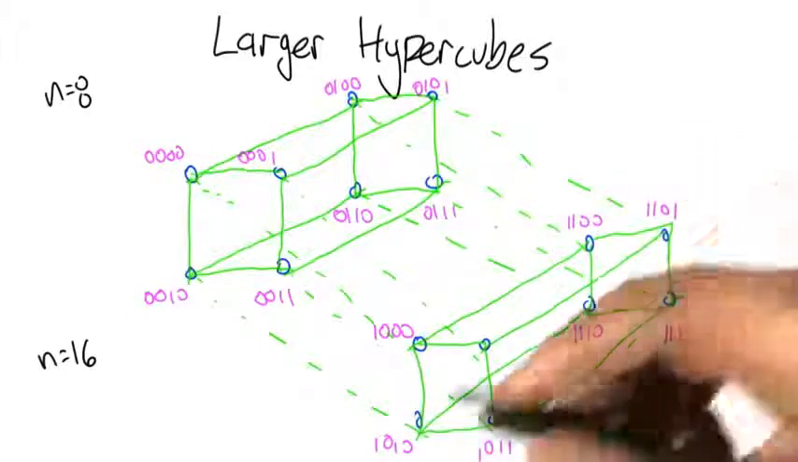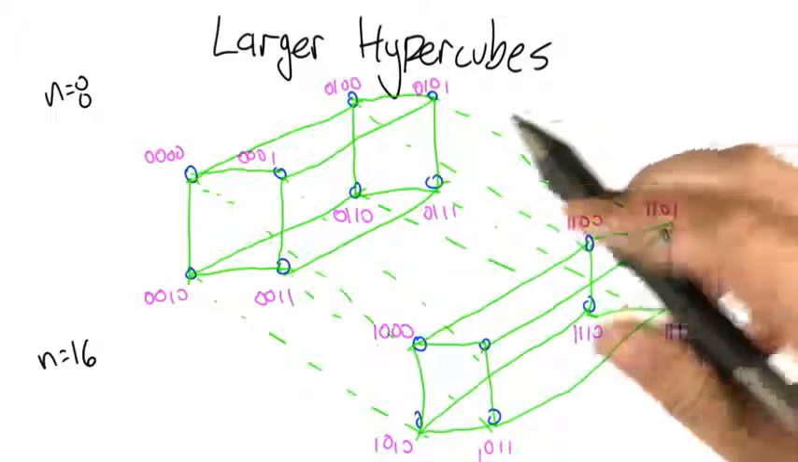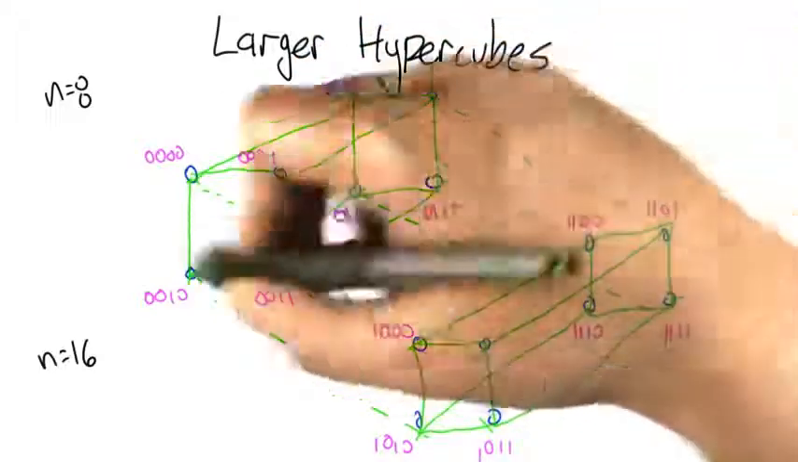We can keep extending this over and over again, 5-bit patterns, 6-bit patterns, 7-bit patterns, and each time what we're doing is connecting 2 hypercubes of the previous size, extending them, and then connecting the corresponding vertices.